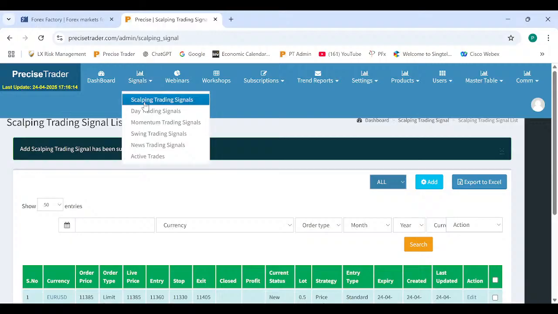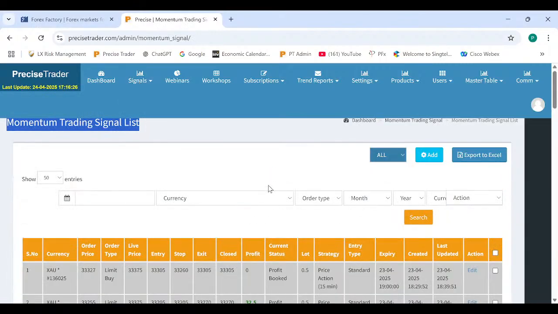Then we would go for a sell. Okay, this is a momentum trade.